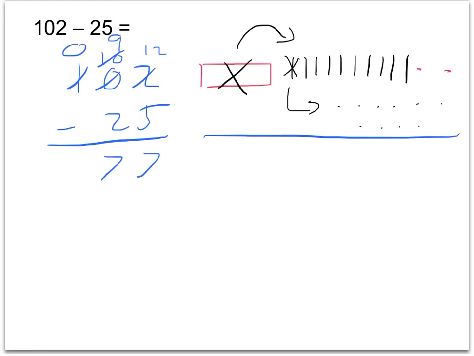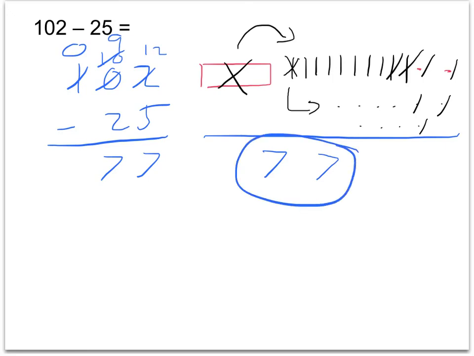And so we need to take away 5 individual objects. So let's take away 1, 2, 3, 4, 5 of those. It doesn't really matter which 5 we take away as long as we take away 5. So there we just subtracted the 5. Now we need to subtract this 2, which is in the tens place. So we need to take away 2 bundles of 10. So that's 1, 2. And so then what's left? Well, we've got 1, 2, 3, 4, 5, 6, 7 bundles of 10, and then we've got 1, 2, 3, 4, 5, 6, 7 individual objects. And so 7 bundles of 10 and 7 individual objects is 77. So there's our answer. That picture illustrates what we did in each step of our standard algorithm over here.